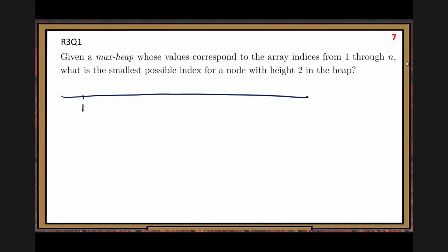So the first element at index 1, the last element at index n. Now, what is the smallest possible index for a node with height 2 of the heap? Remember here it is a max heap. So remember the formula.